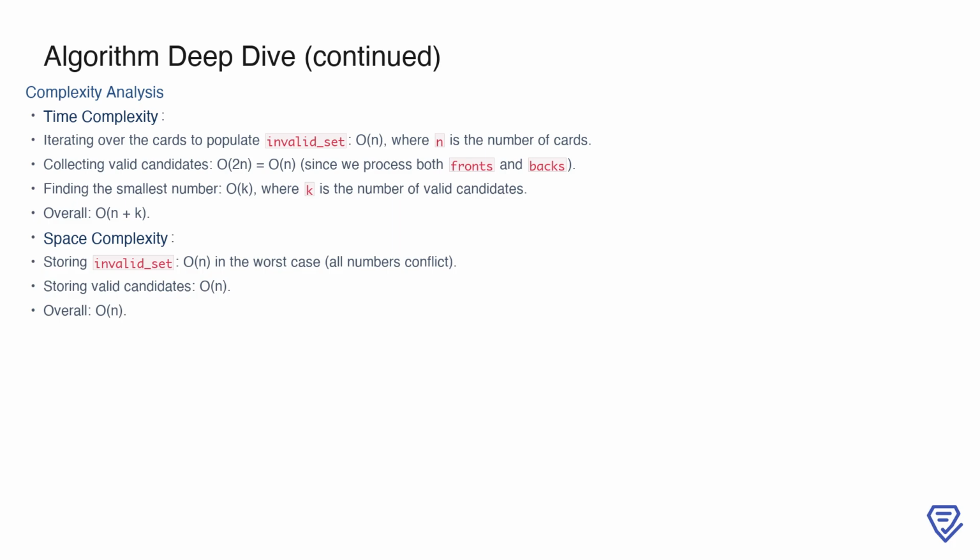For space complexity, storing the invalid_set requires n in the worst case, as all numbers could conflict. Similarly, storing the valid_candidates list also requires n. Therefore, the total space complexity is n. This balance of time and space efficiency ensures that the algorithm works well even for larger inputs.